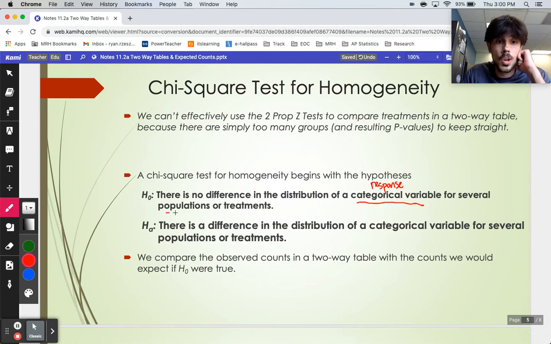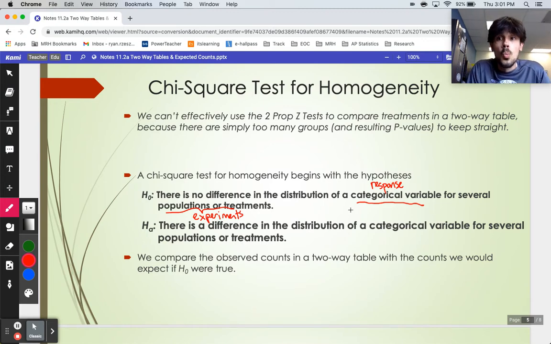So this is going to come up right here, populations or treatments, especially big in experiments. In my experiment here, I had the type of music playing. So no matter what type of music was playing, H0 would say, hey, there's no difference in what people are going to choose, no matter what music you're listening to. Seems like a reasonable null hypothesis. Then HA is going to say that there is a difference in the distribution of your categorical variable. So there is a difference in the distribution of entree choice for the type of group, depending on what type of music you were listening to.